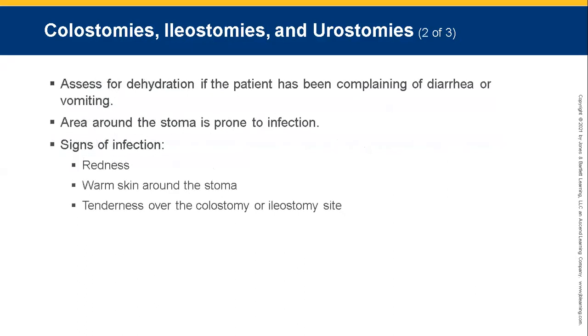Assess these patients for dehydration if the patient has been complaining of diarrhea or vomiting. The area around the stoma is prone to infection. Signs of infection that you need to look for: redness, warm skin around the stoma, tenderness over the colostomy or ileostomy site.